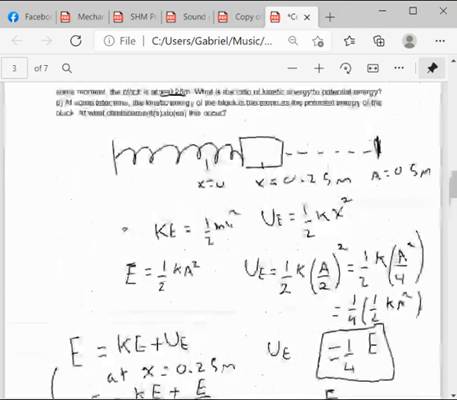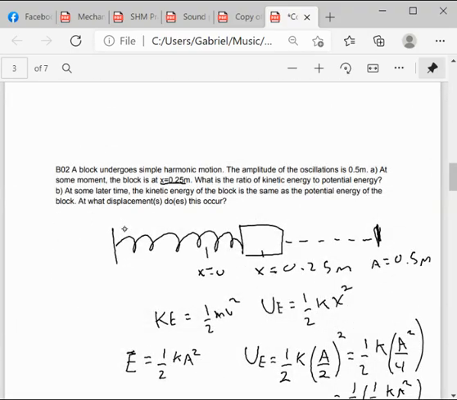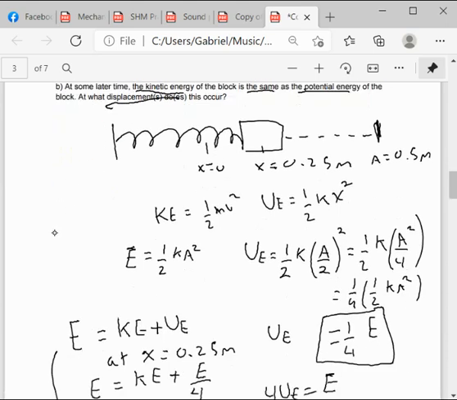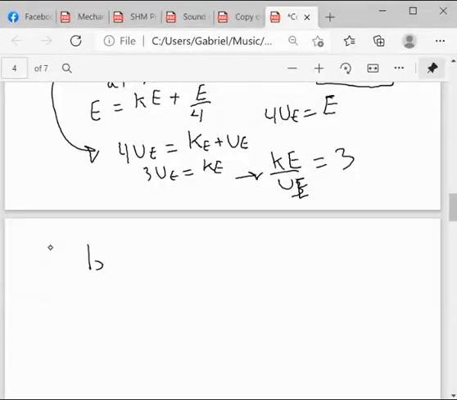If we don't know what to do, if we're lost, we'll just listen to the question and write down what the question tells us, but in math. Take the facts from the question, write them down. We're told that the kinetic energy of the block is the same as the potential energy, and we're looking for a displacement. So in part B, the information given to us is that the potential energy is equal to the kinetic energy at this point.